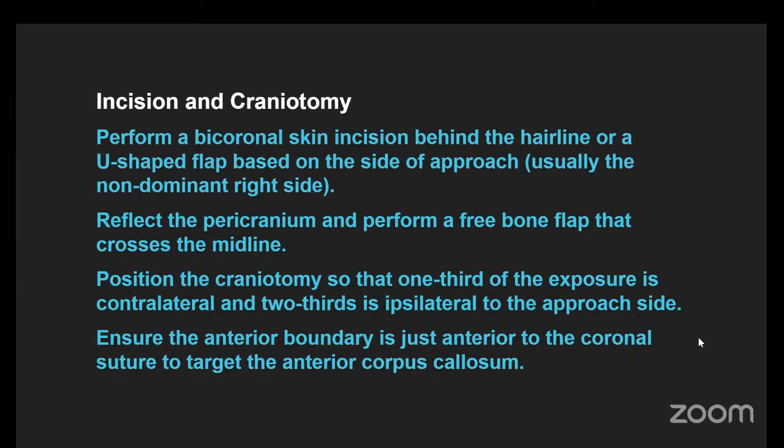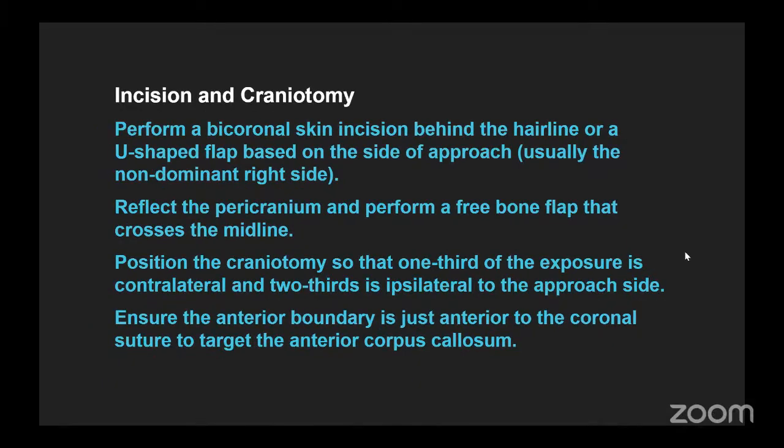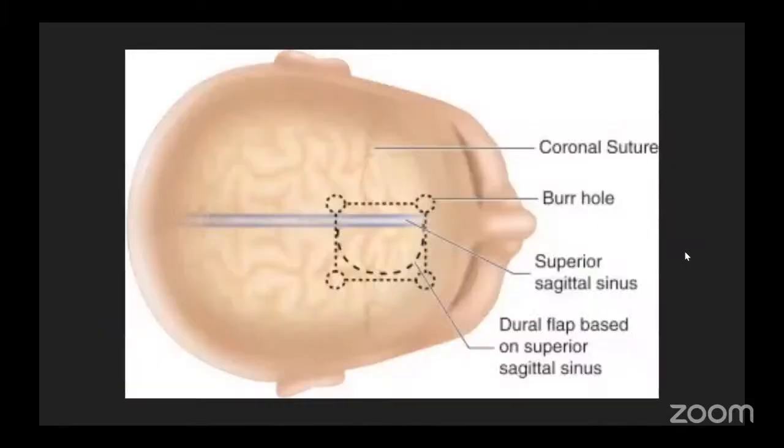When we are only doing an anterior interhemispheric approach for, let's say, falcine meningiomas, we do not need to ensure that we are anterior to the coronal suture. But when we are going to do an anterior callosotomy, we want to be sure that our incision and our craniotomy boundary stay anterior to the coronal suture in order to not miss the portion.